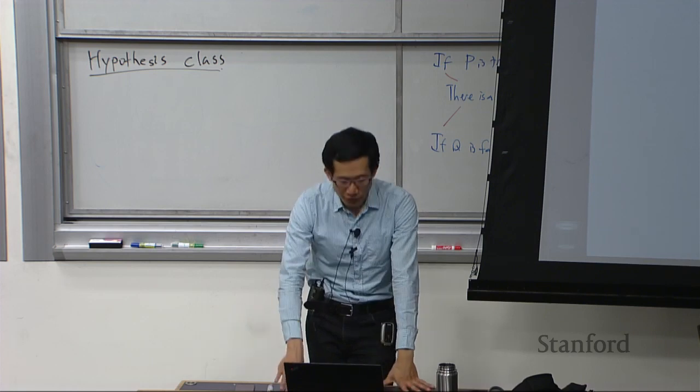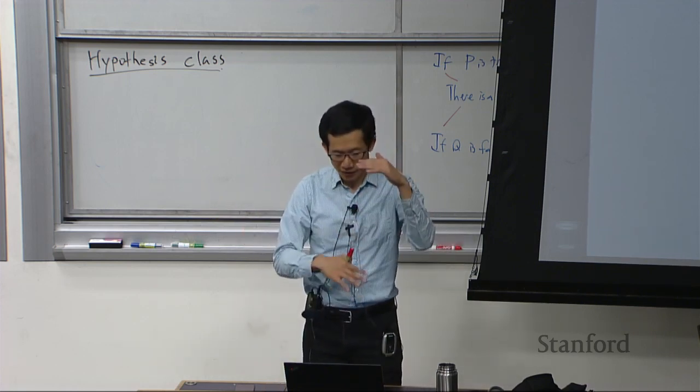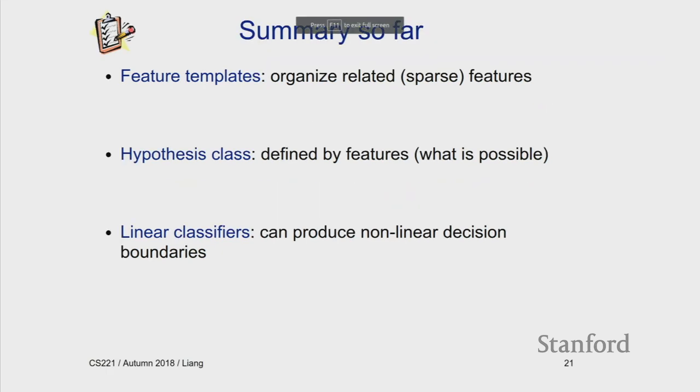All right, so summary so far. We looked at feature templates. These allow you to define large collections of features in an organized way. Hypothesis class is really what you should be thinking about when you write down a feature function. What are the possible functions I'm considering? And then a really nice and perhaps surprising fact about linear classifiers is that they can actually represent pretty remarkably expressive classifiers.